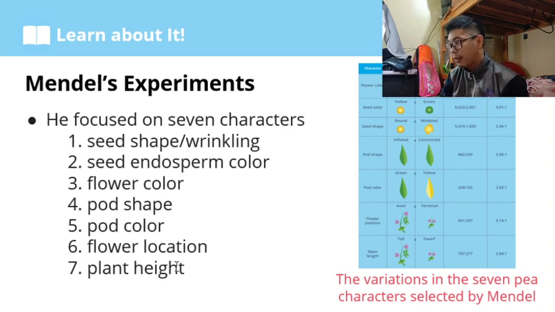Tapos, plant height. Meron tayong short na pea plant, meron din tayong tall na pea plant. So, pag pinag-cross mo yun, ano kaya? Baka sabihin nyo, medium. Kasi may tall, may short, may medium. Alright? Let's try to see.